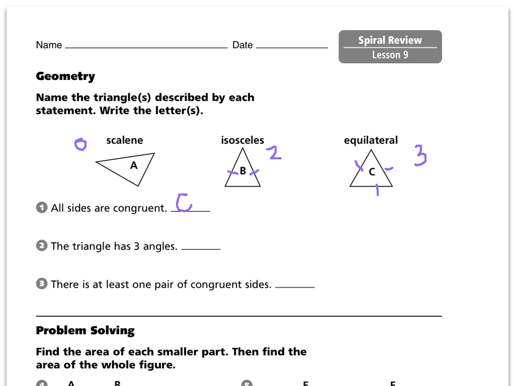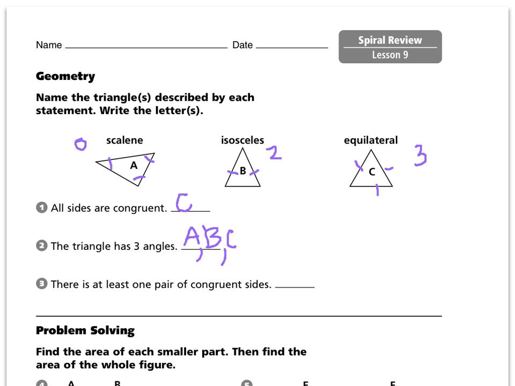The triangle has 3 angles. Well, I know that all triangles have 3 angles because there's 3 lines, and where they meet are their angles. So A, B, and C. Remember your commas when you make a list.